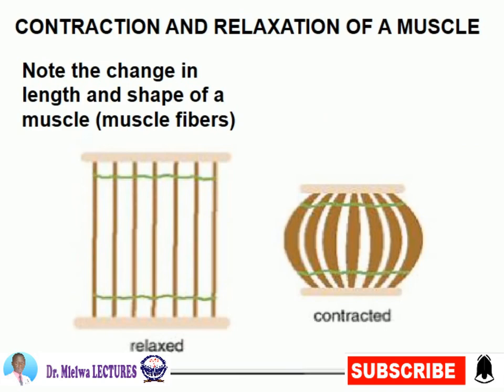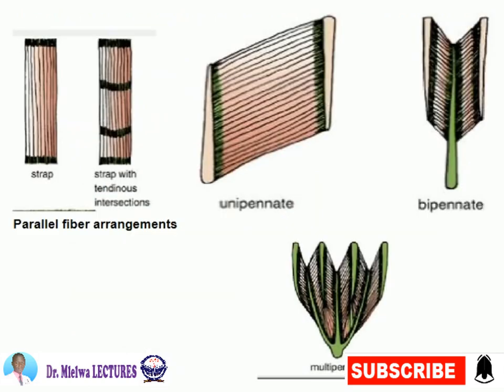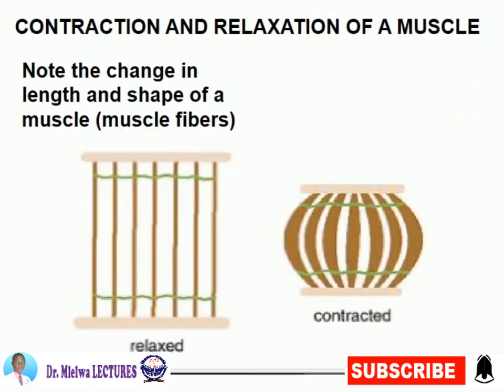And then hii ni diagram ambayo inaonyesha the state of a muscle when it is relaxed or it is contracted. So you must note the change in length and shape of the muscle when it is contracted. This is the shape of the muscle when it is relaxed, and this is the shape of the muscle when it is contracted. The thickness of fibers tend to increase in cases of contraction, and even the shape, it tends to become thick.